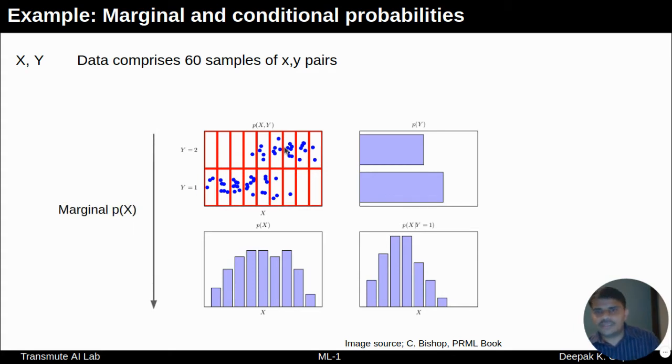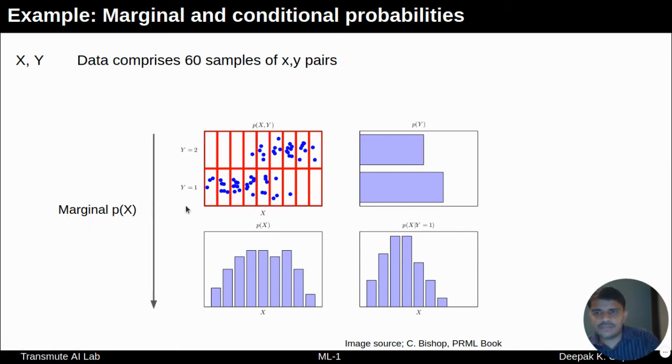Now, we can estimate the joint probabilities by looking at each of these boxes, counting the number of dots and dividing by 60. That's the joint probability. If we want to compute the marginal probability Px, going back to the concept of marginalization, we need to sum across all the other random variables. So we have to marginalize across y.